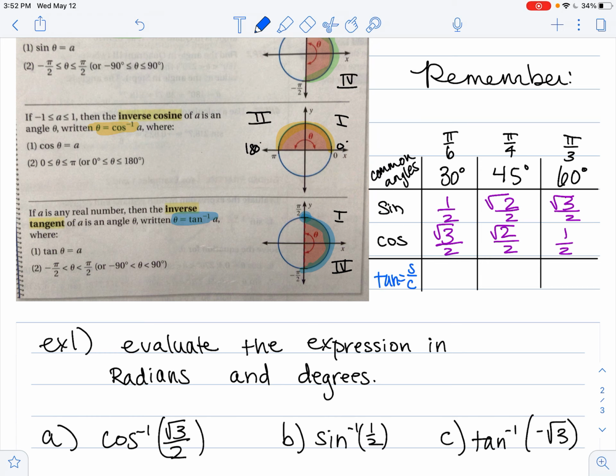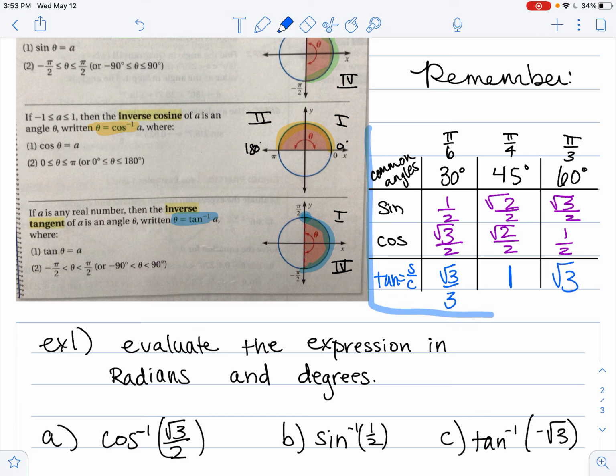The sine of 45 divided by the cosine of 45 is root of 2 over 2 divided by itself, which is just 1. And then to find the tangent of 60 degrees, we take the sine of 60 divided by the cosine of 60. So root 3 over 2 divided by 1/2 just gives me the root of 3. So we're going to use this box.